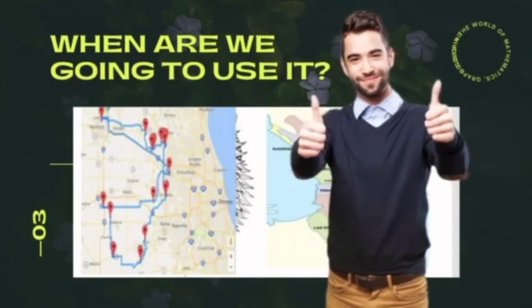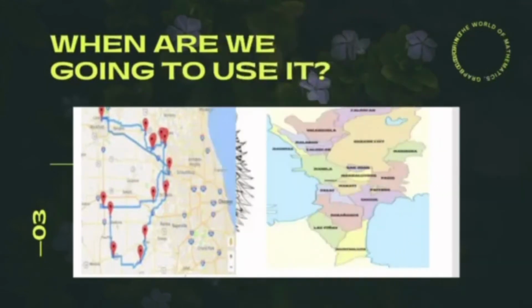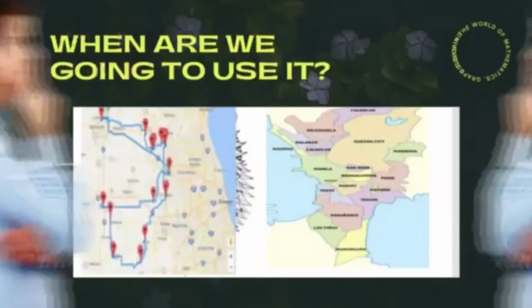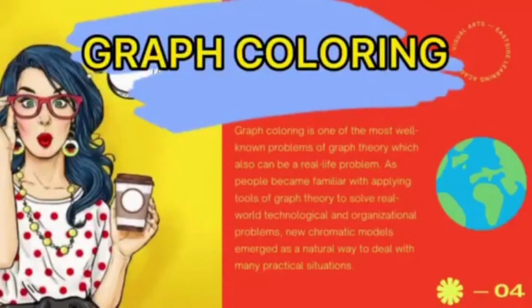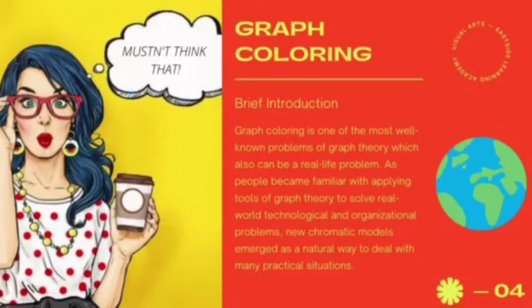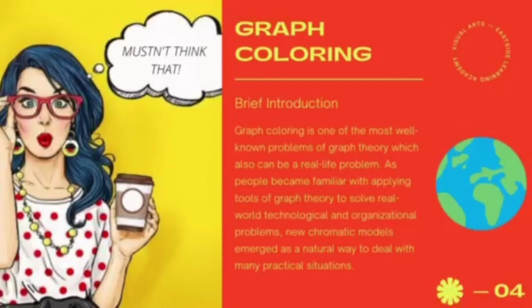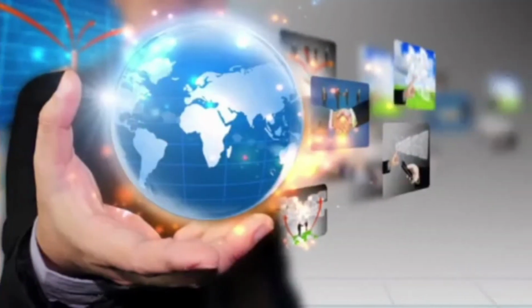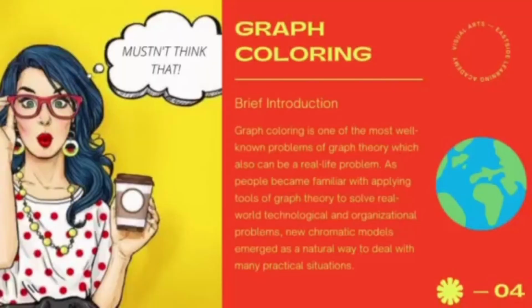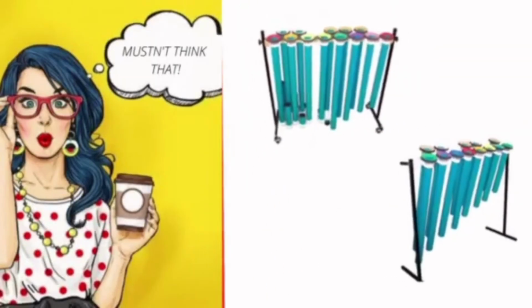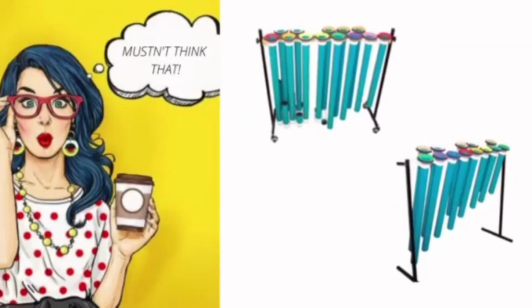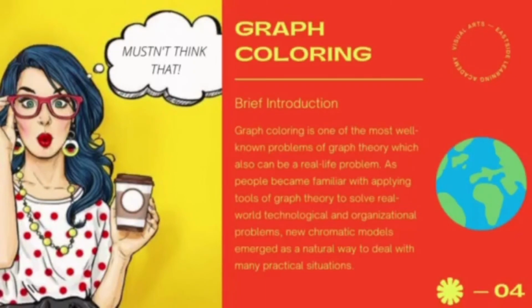But let's focus on another question. What is graph coloring? Graph coloring is one of the most well-known problems of graph theory, which can also be a real-life problem, as people became familiar with applying tools of graph theory to solve real-world technological and organizational problems. New chromatic models emerge as a natural way to deal with many practical situations.